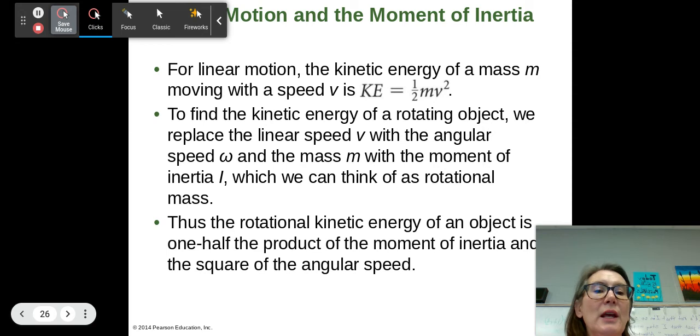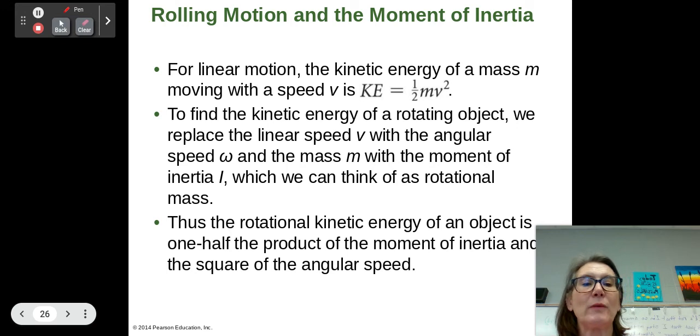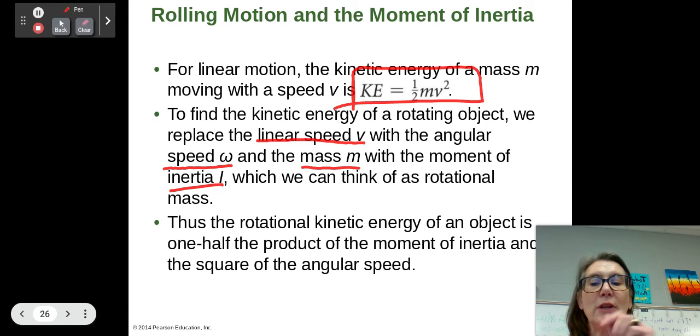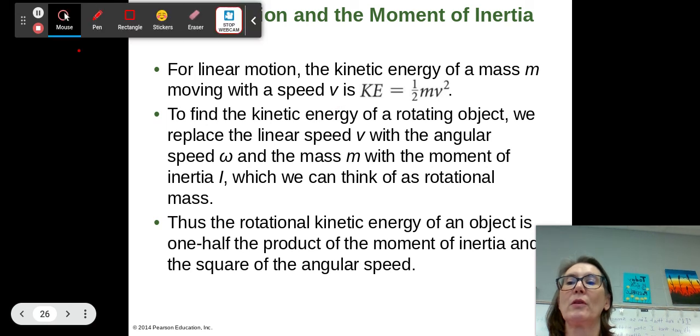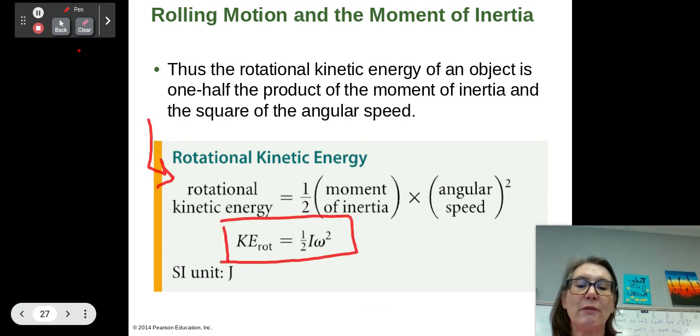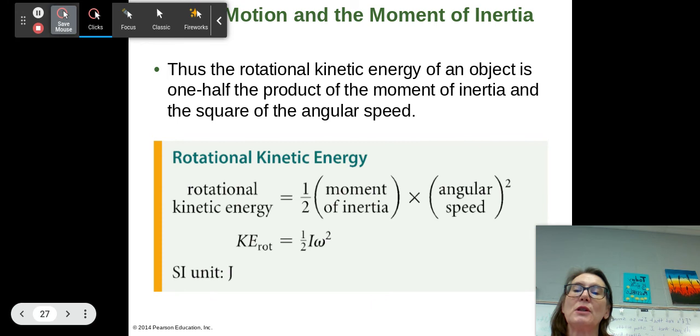For linear motion, the kinetic energy, so we talked about kinetic energy and linear motion, and you remember it was 1/2 mv squared. Okay, so when we talk about things that are rotating, we just replace linear speed with angular speed, and we replace mass with moment of inertia. Okay, so same setup, but we replace m with I and v with omega for angular speed and moment of inertia. So here is the actual formula for rotational kinetic energy right here. So we have 1/2 I omega squared. Units are still the same, just like we've seen throughout this chapter. The units stay pretty much the same.